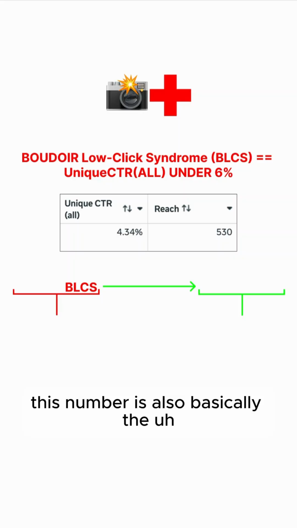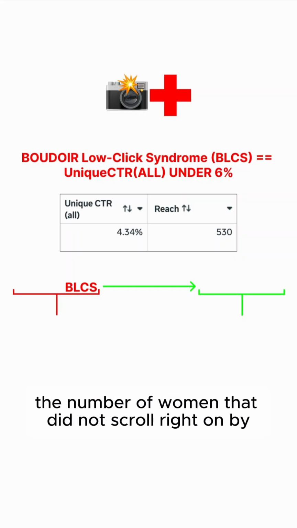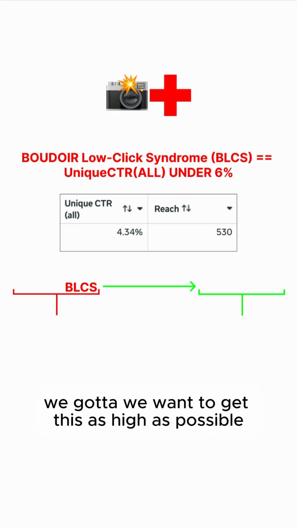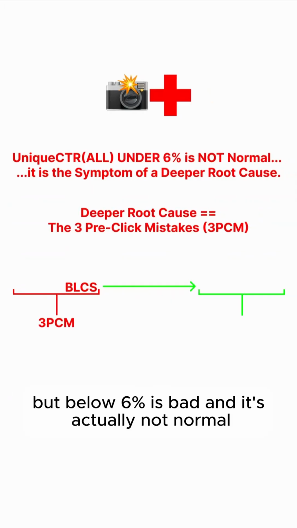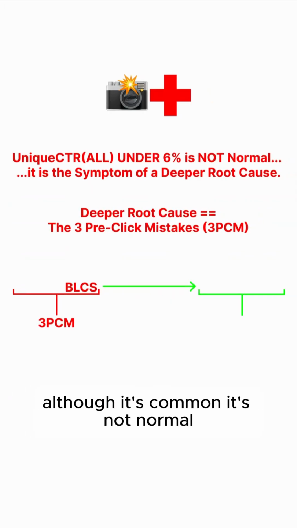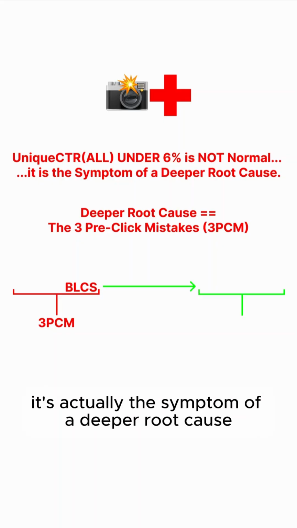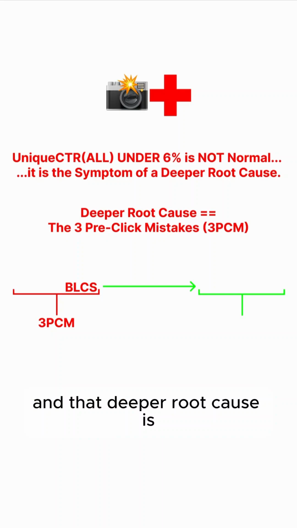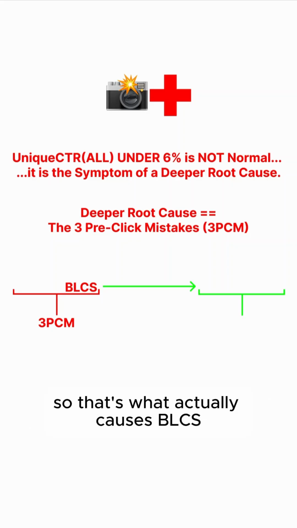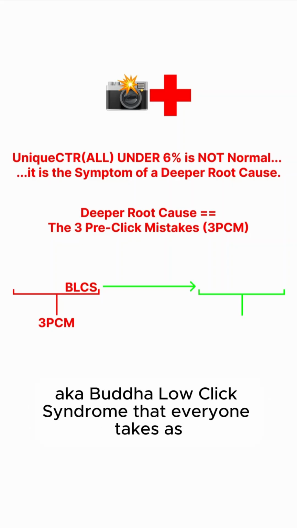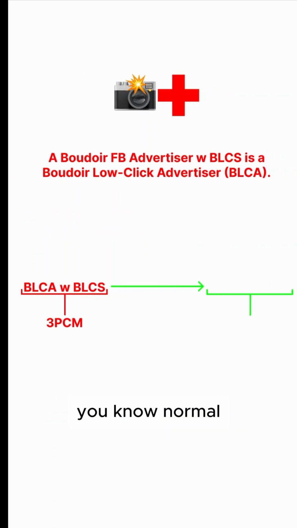This number is also basically the number of women that did not scroll right on by. So yeah, we want to get this as high as possible, but below 6% is bad. And it's actually not normal. Although it's common, it's not normal. It's actually the symptom of a deeper root cause, and that deeper root cause is the 3 pre-click mistakes. So that's what actually causes BLCS, aka Boudoir low click syndrome, that everyone takes as normal.